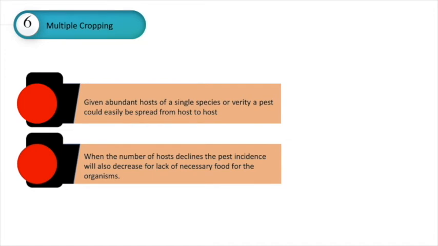Variation in susceptibility among species or varieties to a particular disease is great. Given abundant hosts of a single species or variety, a pest could easily be spread from host to host. When the number of hosts declines, the pest incidence will also decrease for lack of necessary food for the organism.